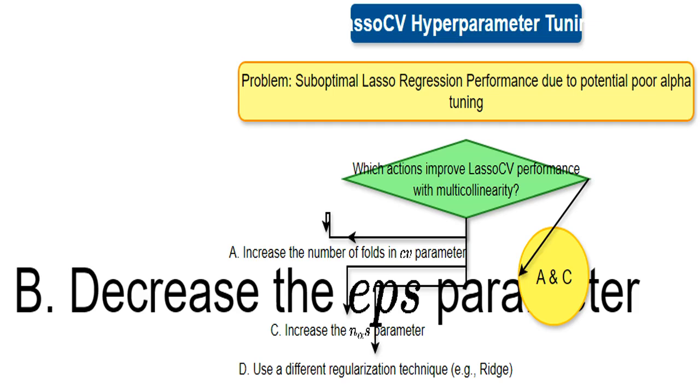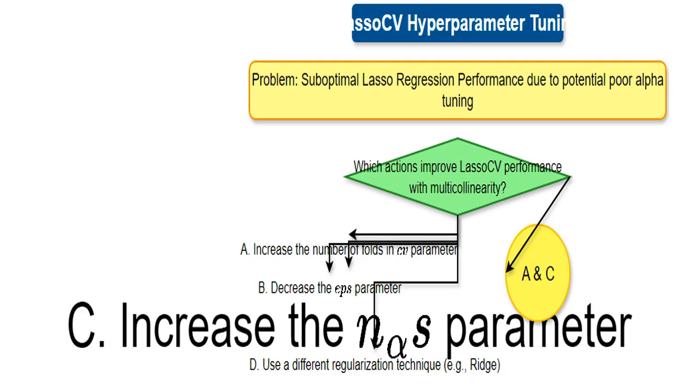Decreasing epsilon, eps, makes the algorithm more precise by setting a stricter convergence criterion. While it might yield marginally better results, it's not guaranteed to significantly improve the model and might increase computation time unnecessarily. This is like making very small adjustments. It may or may not be needed. Increasing the number of alphas, n_alphas, means I'll test many more values for alpha during the cross-validation process. A broader search might reveal a better alpha parameter that wasn't found initially.